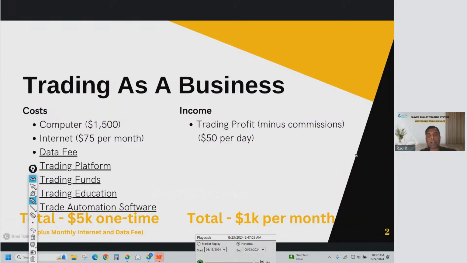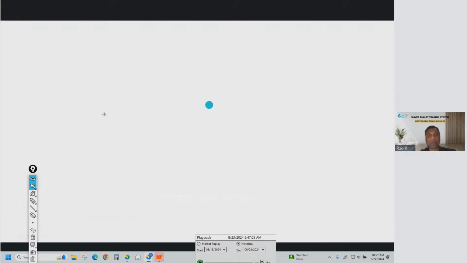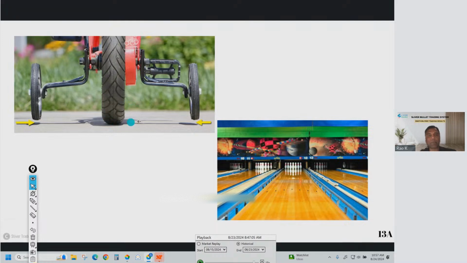Now the software that I gave you a demo of works like training wheels on a bicycle. It prevents you from falling, especially when you are learning. Once you have learned, you don't need any software. You can just look at the price and trade. And that's the advanced proficiency level. But in the beginning, you need some moving averages, some good software to trade. It works as training wheels or guide rails in the bowling alley.